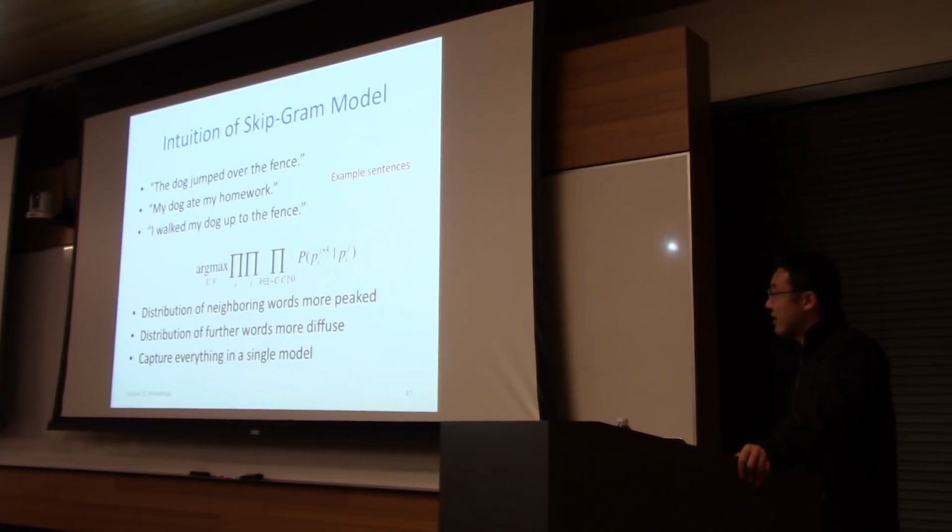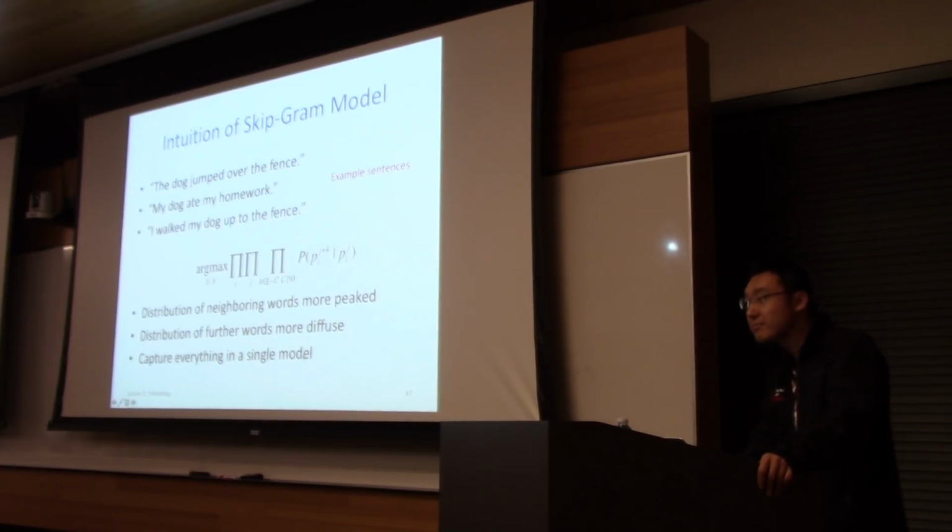And furthermore, we want to capture it all in a single model, a single embedding that can capture all of these relationships, from very peaky relationships in the immediate adjacent neighbors to more diffuse relationships where the words are a little bit further apart. And this is one learning objective that allows you to capture all that in a single embedding.